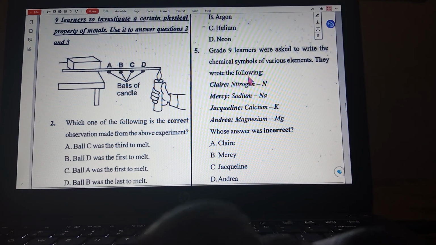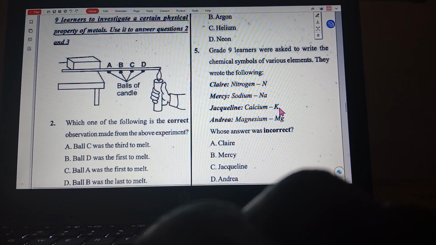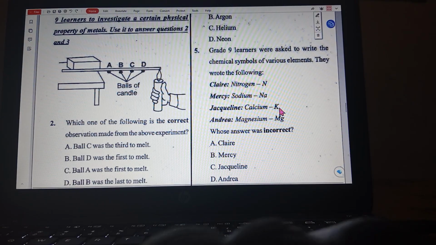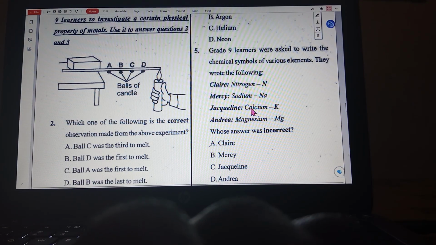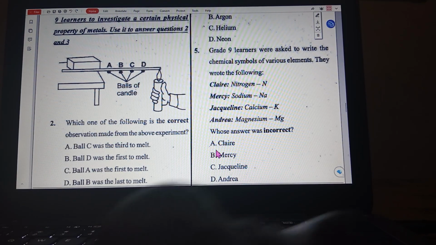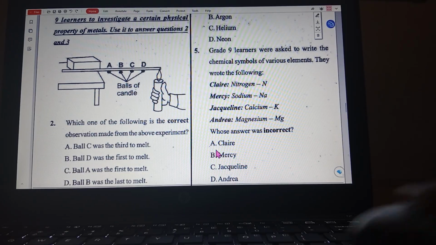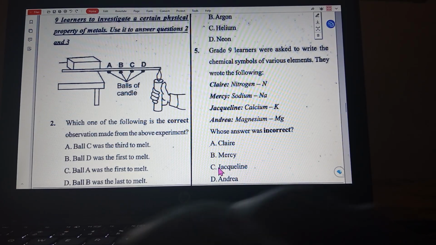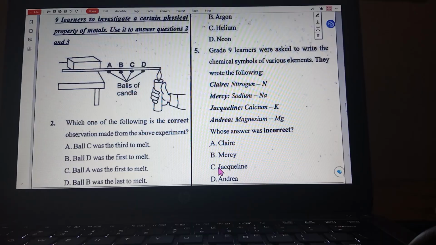Let's begin with Kjsea. Nitrogen, very correct. Sodium, very correct. Calcium, incorrect. What's the chemical symbol of calcium? Capital C, small a. Magnesium, very correct. Now, the one who gave the incorrect answer is Jacqueline. Calcium is supposed to be Ca. Now for question 5, the answer is C. Jacqueline.